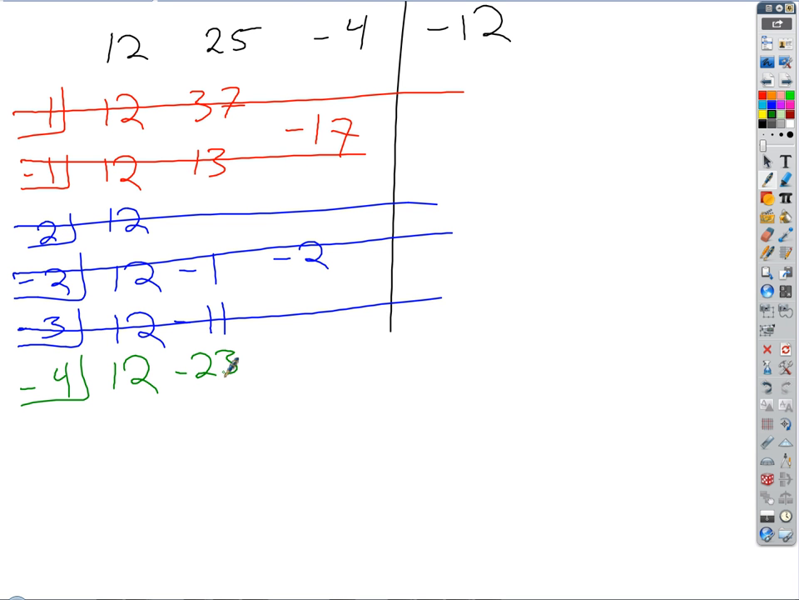No. So how is this going to work? That's not going to work either. Wait, how did you get negative 23? Negative 4 times 12 is negative 48, plus 25 is negative 23. Oh, I missed the 4. I must have screwed something up because these are just getting further away.